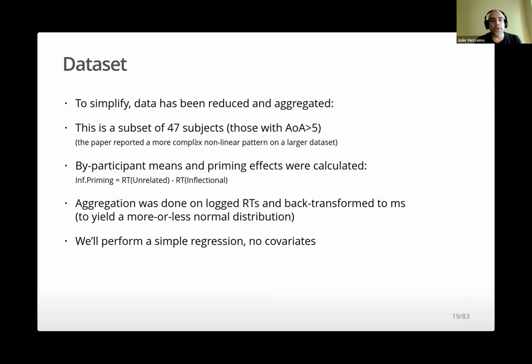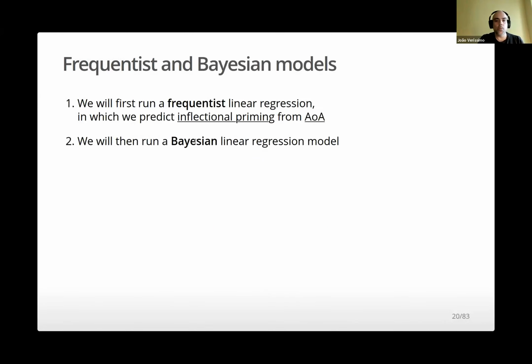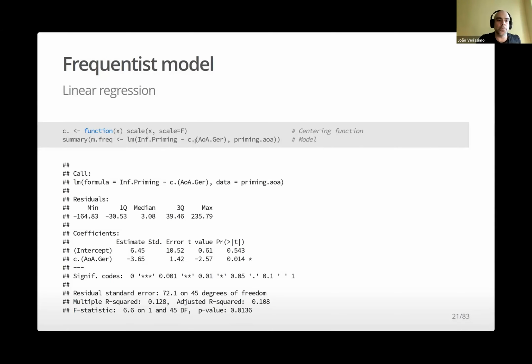And so you already have a lot of simplification that wouldn't really be usually done in a real analysis, but for the pedagogical purposes here, it will suffice. What we will do is first run a frequentist linear regression, predicting the amount of inflectional priming from age of acquisition, and then we will run a Bayesian linear regression model, and you can see how the two compare.